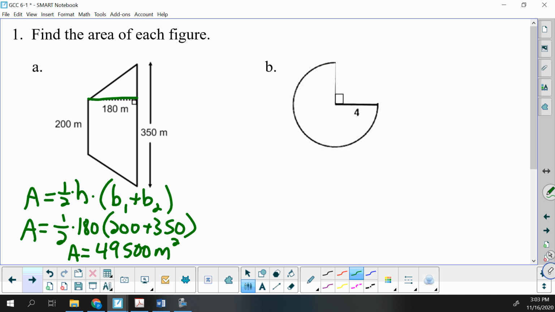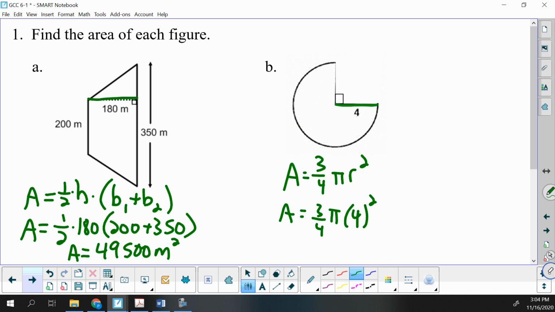In B, we've got part of a circle. Well, the area of a circle is pi r squared, but that's for a whole circle. So we need to think about what portion of a circle do we have. Well, a 90-degree angle chunk has been chopped out. So basically a quarter of it has been removed, so we still have 3/4 of the circle left. So this is going to be 3/4 pi times our radius, which they told us was 4, and then squared.